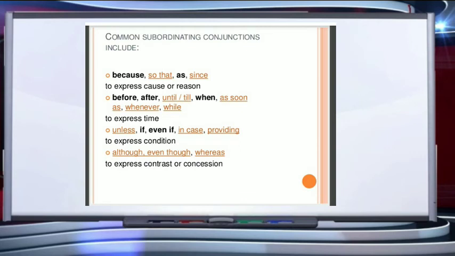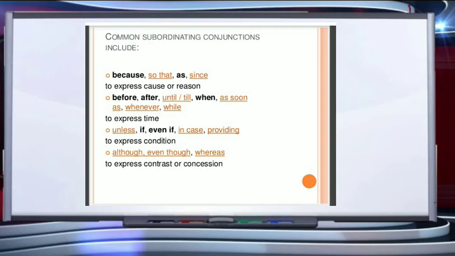Now, children, let us look at a few common subordinating conjunctions. Because, so that, as, since. These are used to express the cause or the reason of some action. Then conjunctions like before, after, until, till, when, as soon as, wherever. These are used to express time.